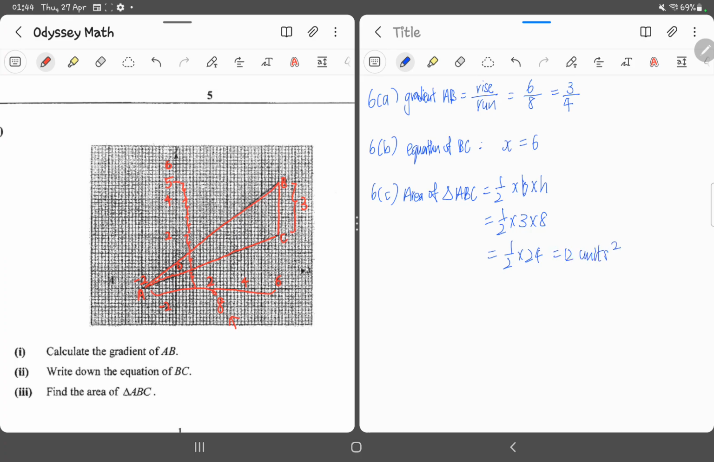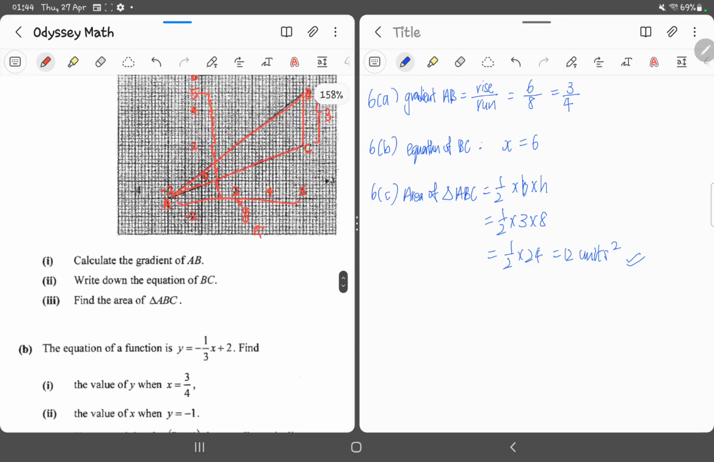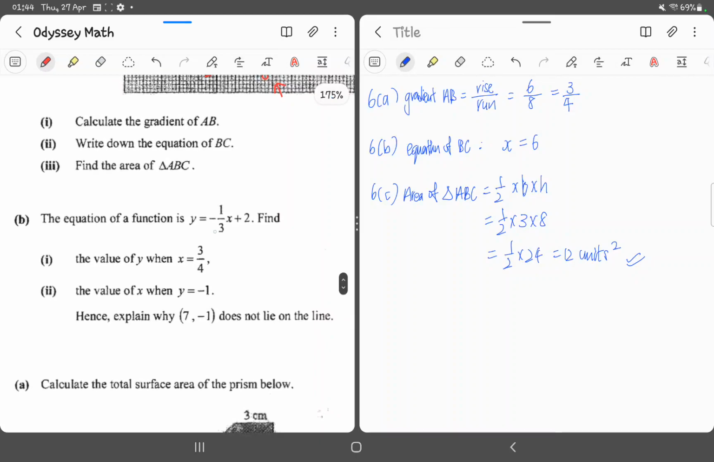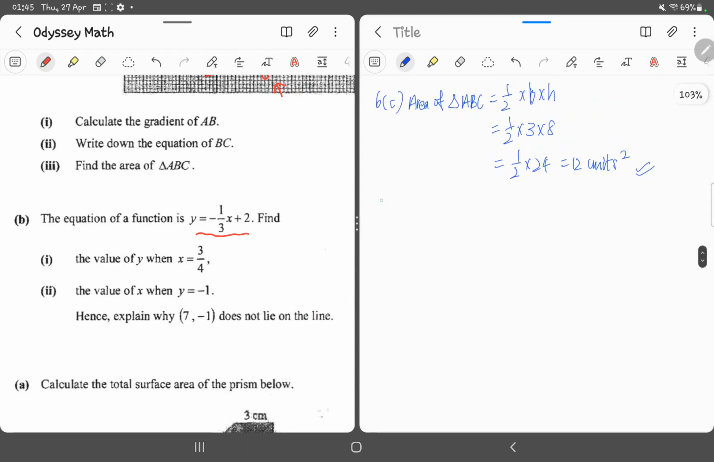When the question doesn't tell you the unit, the area will be represented as units squared. Now let's move on to question 6b. The equation of a function is y equals -1 over 3x plus 2. Let's do 6b part i. Find the value of y when x is equal to 3 over 4.